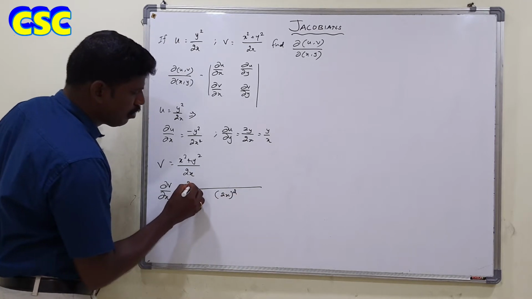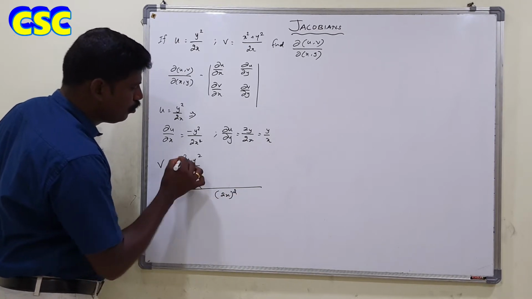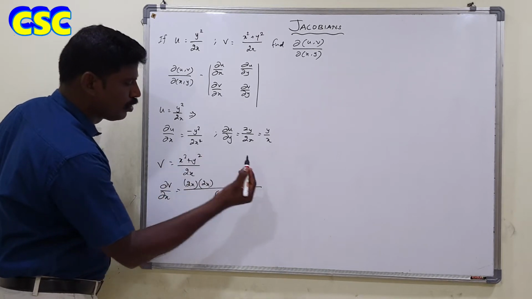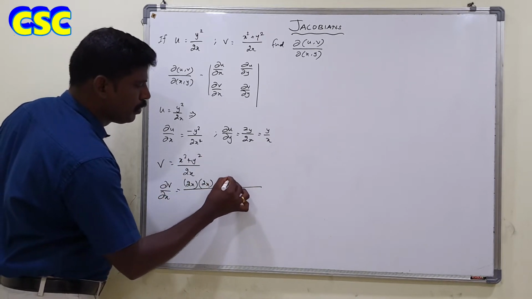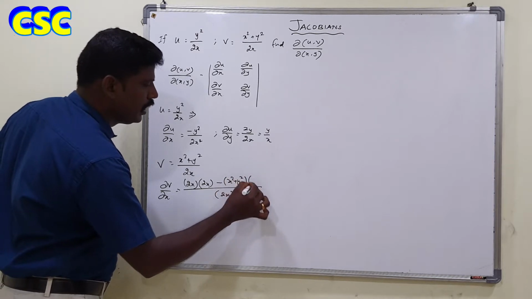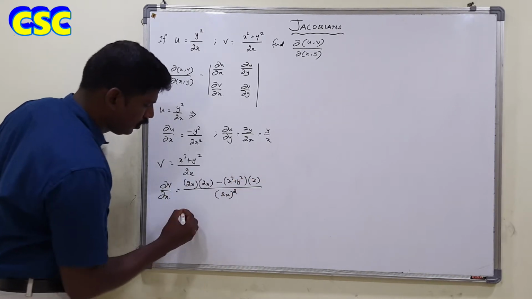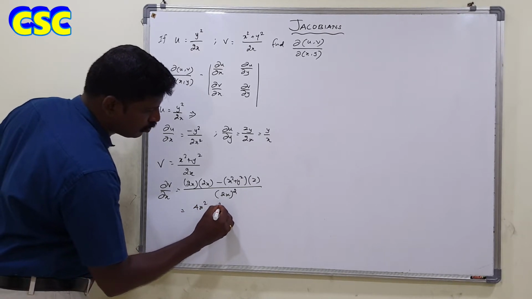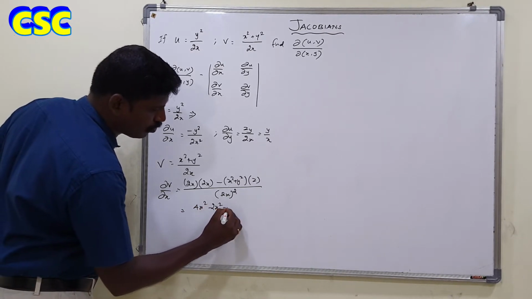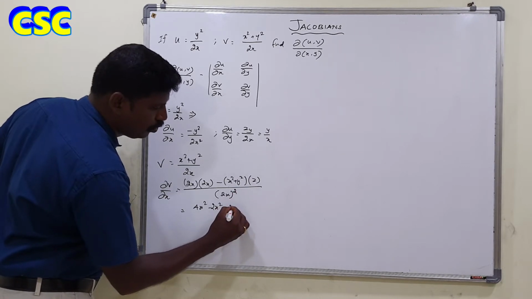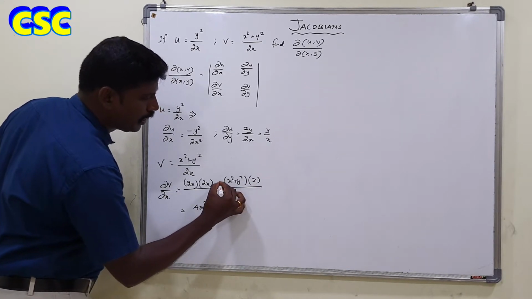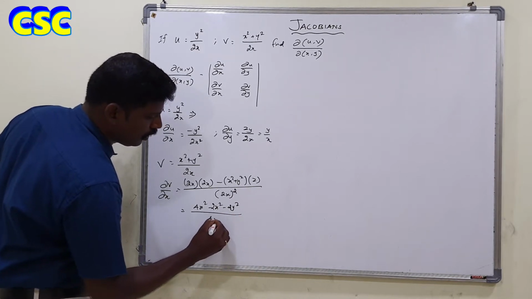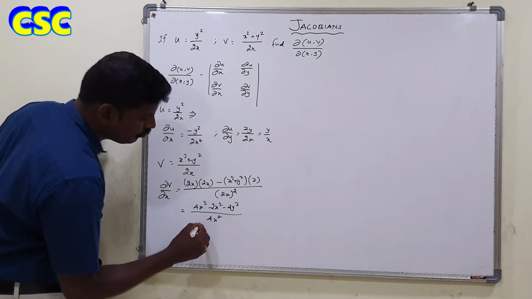So 2x, the denominator, into the derivative of the numerator, which is 2x (the derivative of x² is 2x, and y² becomes 0), minus the numerator into the derivative of the denominator, which is 2. Simplify it: 4x² minus x² minus 2y²; multiply that 2 with the minus inside the bracket, and you get it, all by 4x².